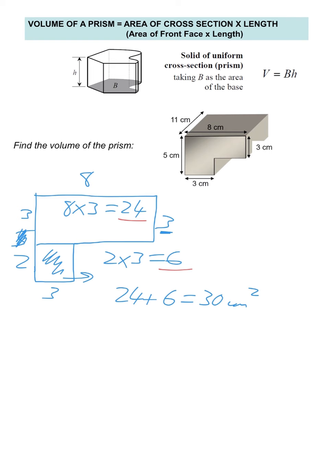So then we need to multiply that by the length, and the length in this question is 11 centimeters. So 30 times 11 is 330 centimeters cubed, and that's it. So just remember, get the area of the front face of your shape and multiply your answer then by the length.